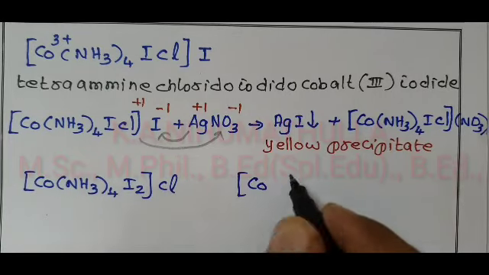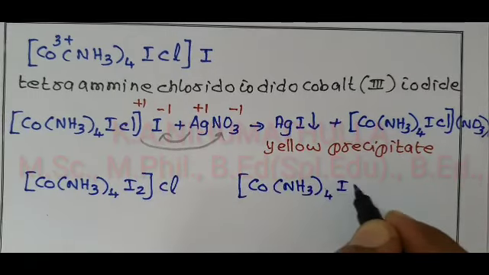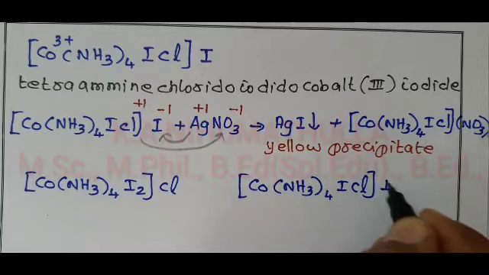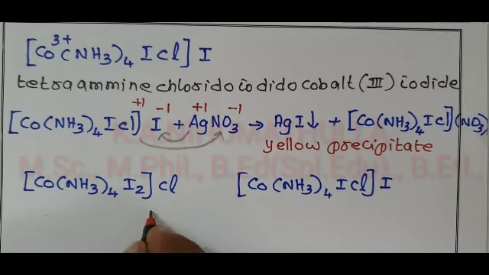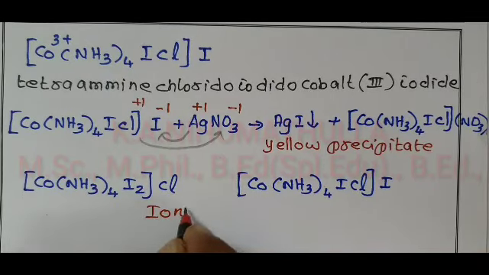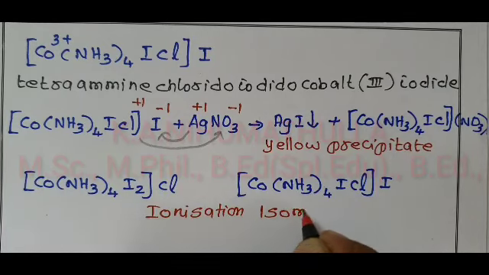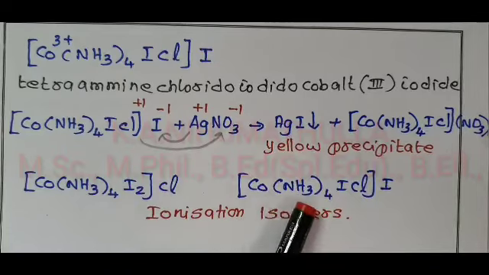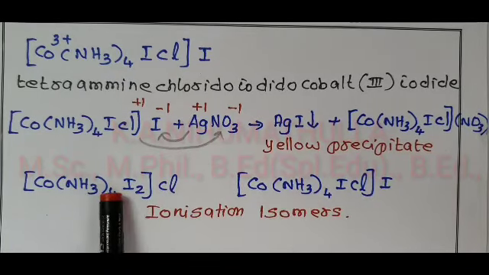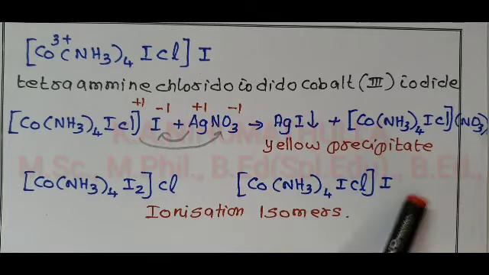The isomeric complex is [Co(NH3)4ICl] with one chlorine outside the complex. The isomerism exhibited between these two complexes is ionization isomerism. These are ionization isomers, because these two complexes produce different ions when dissolved in solution: complex plus Cl−, complex plus I−. Therefore, this comes under ionization isomers.